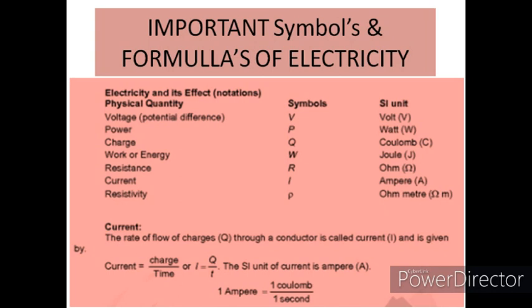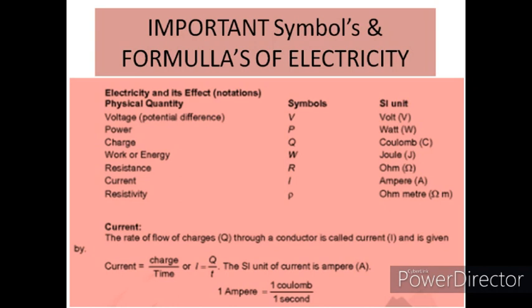First symbol is of voltage, that is potential difference. It is denoted by V and its SI unit is volts. Then power, symbol P and its SI unit is watt. Charge, symbol Q and its SI unit is coulombs. Work or energy, symbol W and its SI unit is joule.